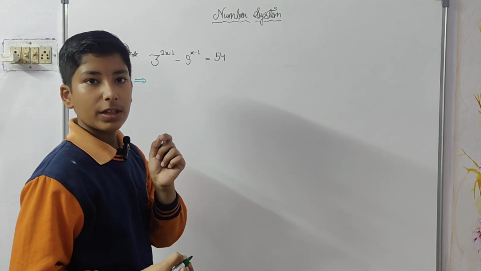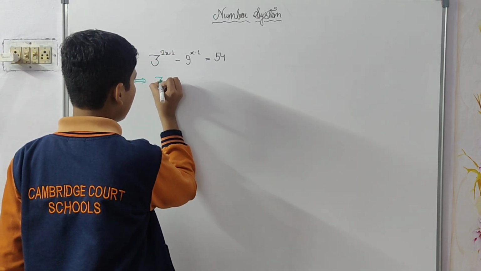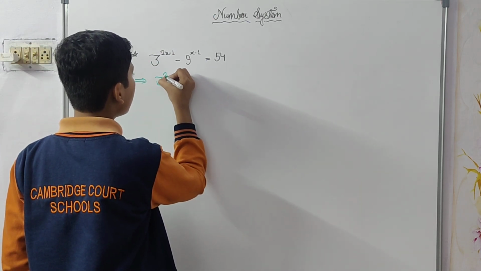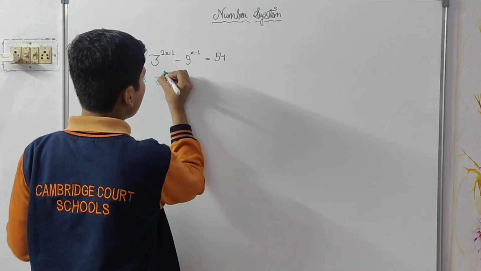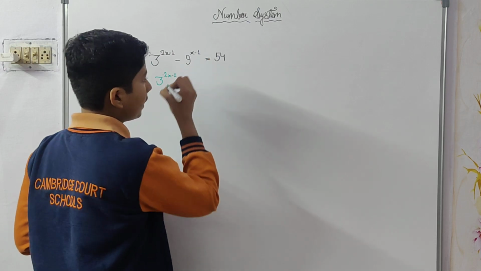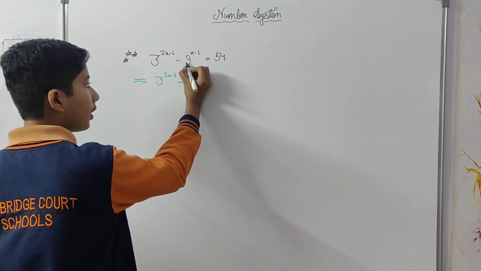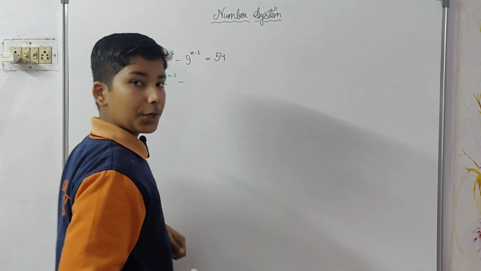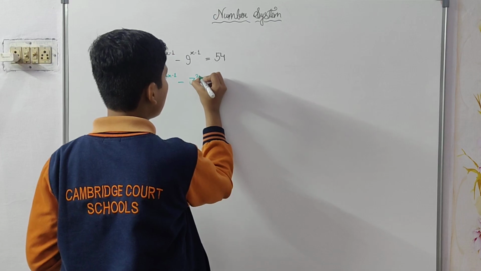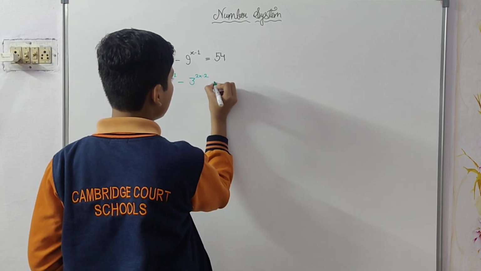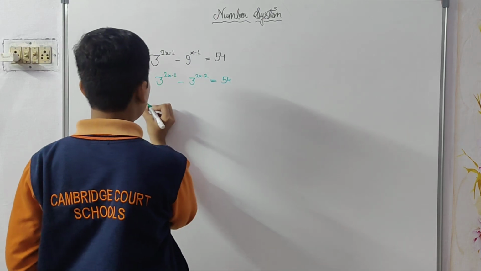Now you have to first simplify it as usual. 3 to the power 2x minus 1, but this will be 3 to the power 2x minus 2. Why? Because 9 can be written as 3 to the power 2. So it will be 3 to the power 2x minus 2 equals 54.